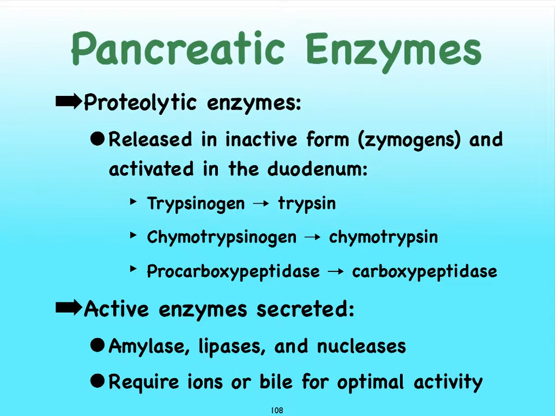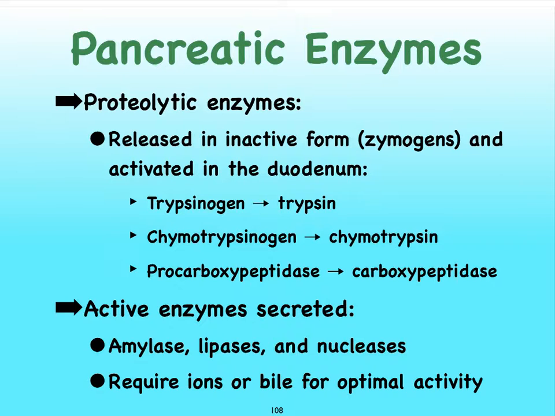The pancreas produces a whole slew of enzymes, and we're just going to list some of the more important ones. But because the pancreas produces so many important enzymes to help digest our nutrients, it explains why pancreatitis and especially pancreatic cancer can be so detrimental to a person's health.